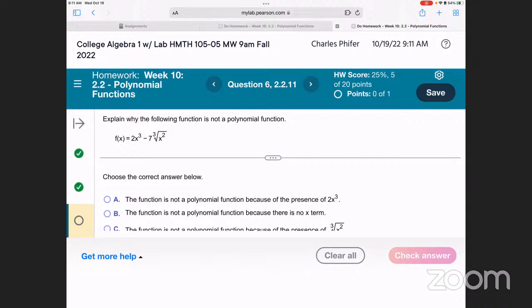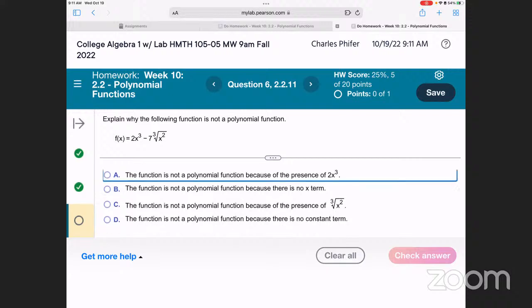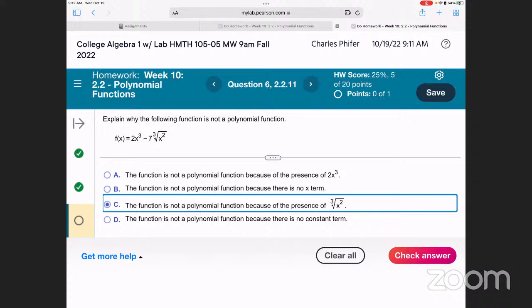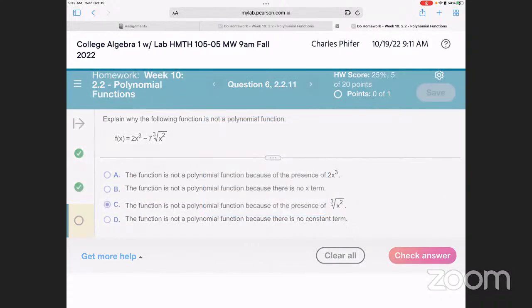Okay. Oh, that's a cube root. Yeah, that's not going to be. Remember, the powers have to be integer exponents. The cube root of x squared is really the same as x to the power of 2/3. So it's not a polynomial function because of C. That cube root should be that one.